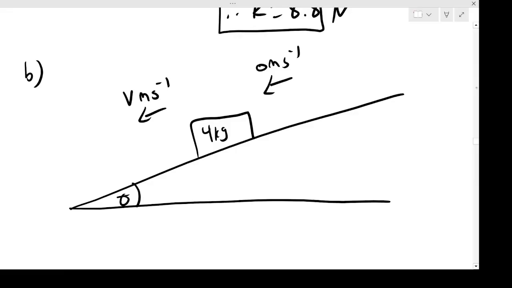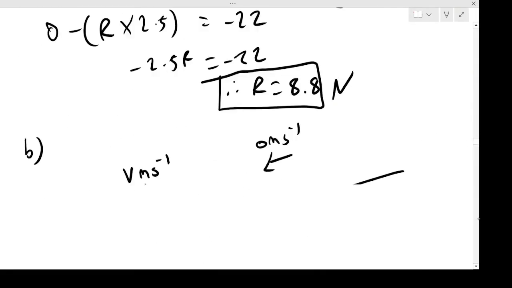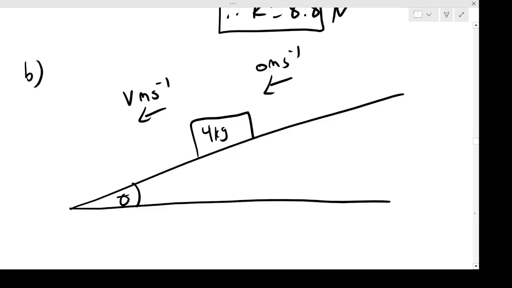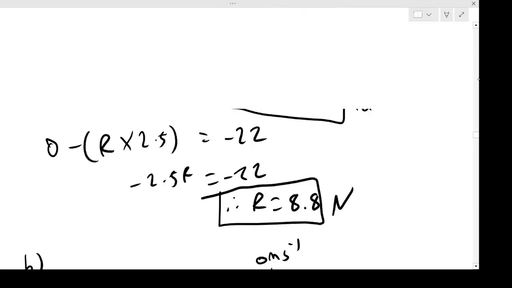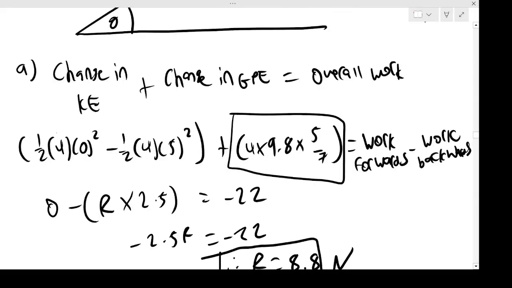Let's add our forces on. Well, again, we have a resistance force. It's 8.8 newtons. Now, because we're moving down the ramp, that means the resistance, or the friction force, if you will, would now act up like this. I could add on my weight and my reaction force, but I don't think I will need them. That's basically the diagram we're working with. Again, there's going to be no driving force. There's no force mentioned going forwards.